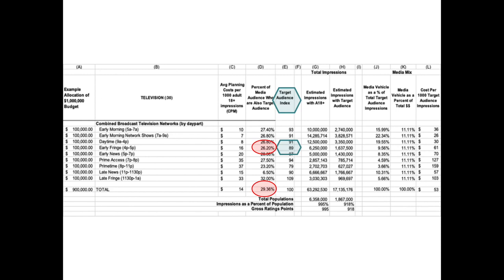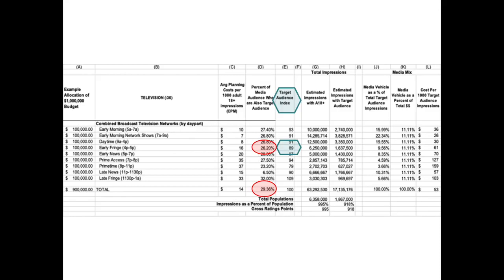There is one last factor to consider: index scores. An index score over 100 indicates that a media vehicle is more likely to reach the target audience. For example, short-term rental supporters make up 26.2% of the early morning television audience, which is lower than the 29.36% that the target audience makes up in the total adult 18 plus population. This difference is reflected in column E, the target audience index of 89. In other words, early fringe television audiences are 11% less likely than the average adult to be in the target audience.